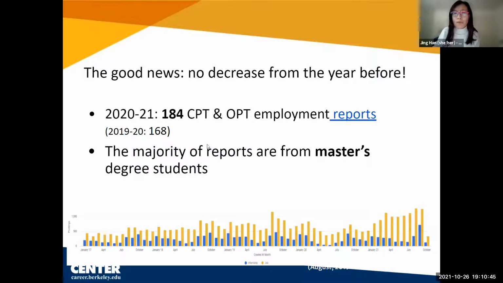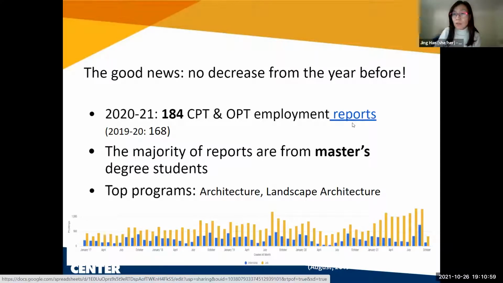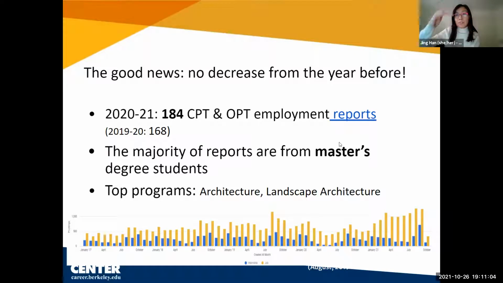When you look into the reports, 3 of those CPT, OPT job reports are from master's degree students, especially from architecture and landscape architecture programs. Denora and I will share the slides with you. If you click on this link here, you will see the employer list. You will see the employer names based on the different programs, and you can see who they are. Later on, I will show you the resources for you to find the employers who hired Berkeley students using OPT from 2017 to 2020. So you can see the list there.